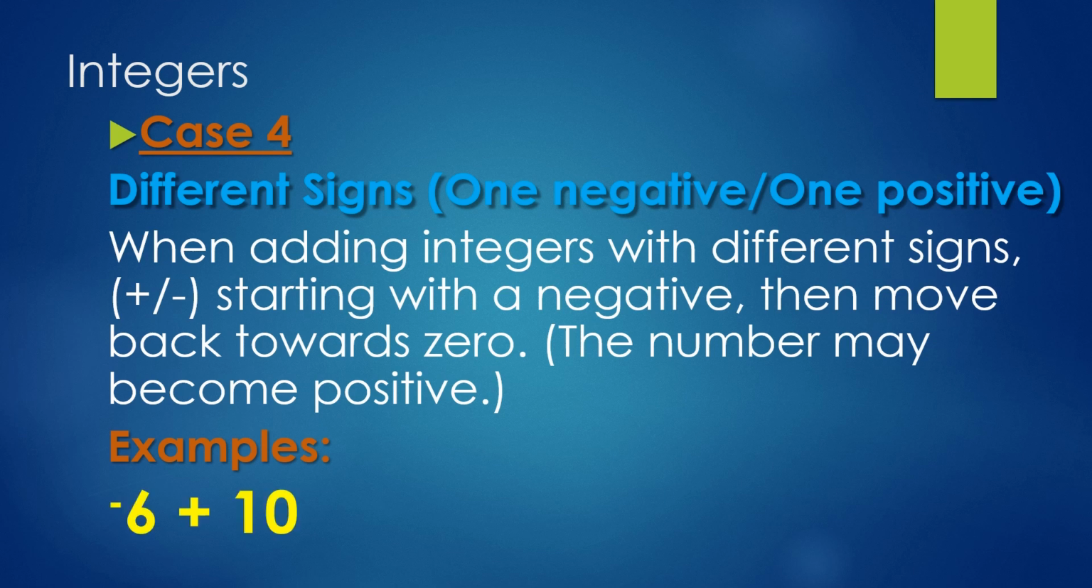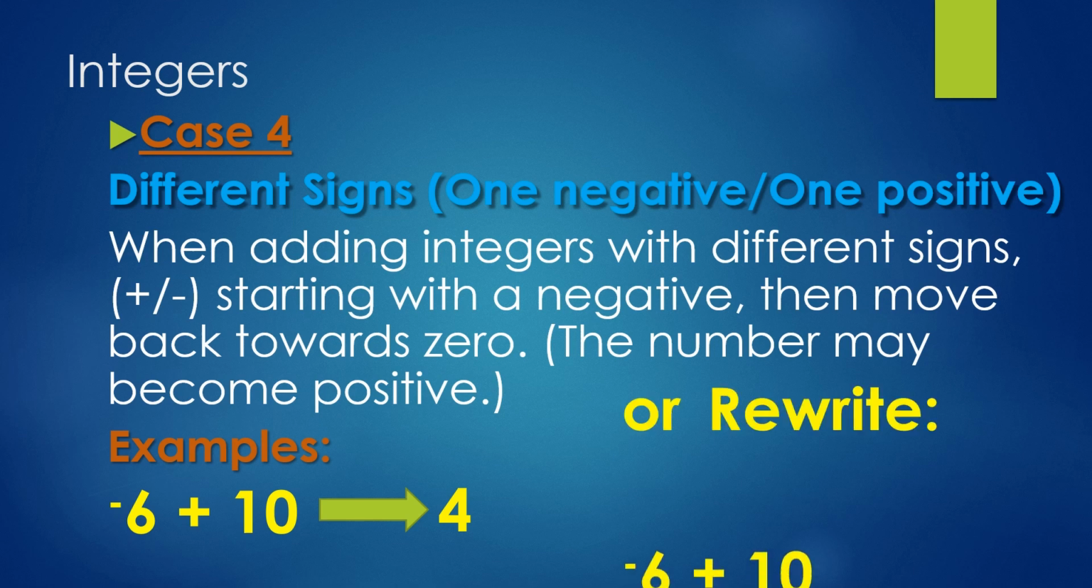So let's look at an example. We have negative 6 plus 10, which would be 4. Or we can rewrite it, and move these around, put the bigger number first. Sometimes in these problems, this does help. So if we were to do that, we would instead write 10 minus 6 by switching the plus sign and the negative sign. And we'd have 10 minus 6 equals 4. Either way you look at it, the answer is correct.